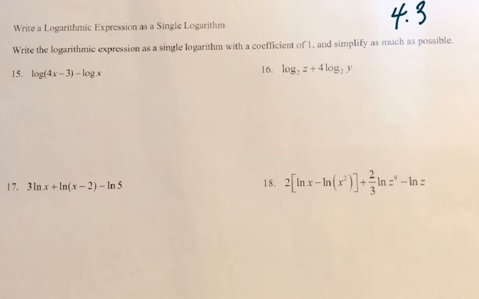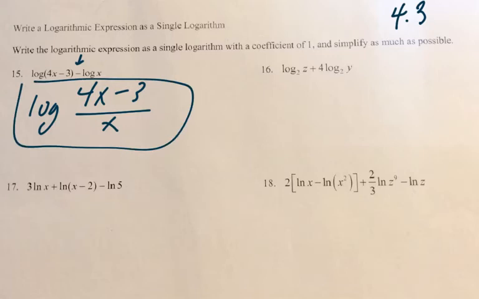So the first one, we have log of 4x minus 3 minus log of x. That subtraction right there indicates that we're going to turn that into a quotient. So we would rewrite this as log of (4x minus 3) over x. We have a single log with a coefficient of 1. The phrase coefficient of 1 means that if there was a coefficient in front of it, we would move it to be a power.